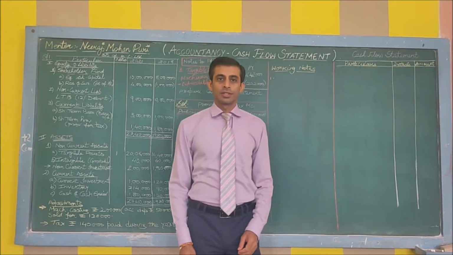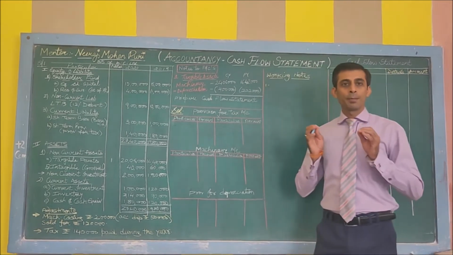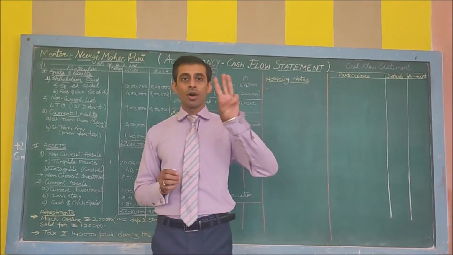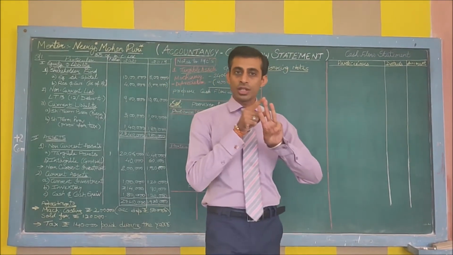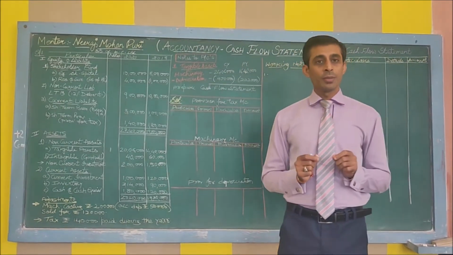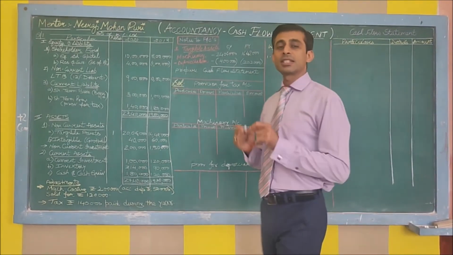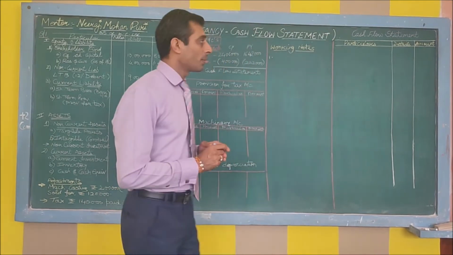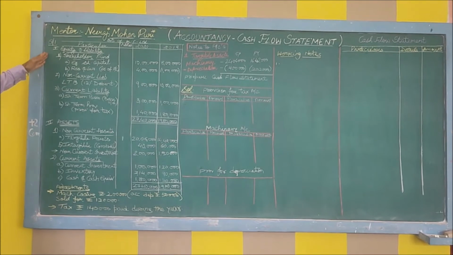My dear scholars, in this lecture, I will be solving one complete sum of cash flow statement comprising all three activities, that is operating activity, investing activity and financing activity. For your kind information, the complete sum of cash flow statement contains 6 marks in your blueprint of board examination. Before we start, here we have the question with us.